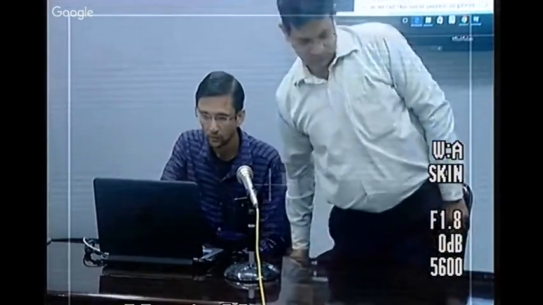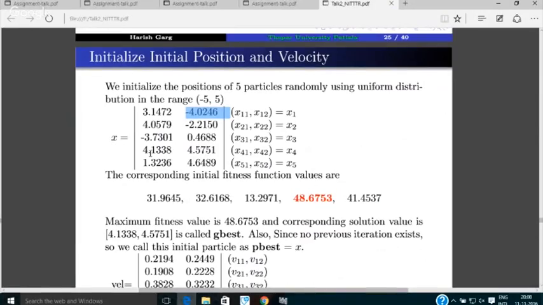Since our population size is 5, I have created 5 random numbers which lie between -5 and 5. You can choose any numbers, for instance 4.3457 instead of 3.1472, but they should lie between -5 and +5. Based on this population, you can calculate the fitness function, which is the objective function.